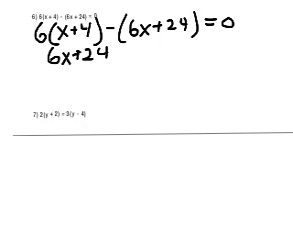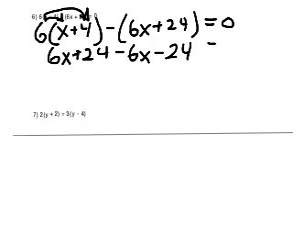6x plus 24. That's our distribution. You have to distribute over both numbers. And then this one we distribute the negative over both numbers. So it's a negative 6x minus 24, and that equals 0. Now, I don't know if you notice something here. We have 6x plus 24, and then we have a negative 6x minus 24. They're going to cancel each other out. When we combine like terms, we're going to end up with 0 equals 0.